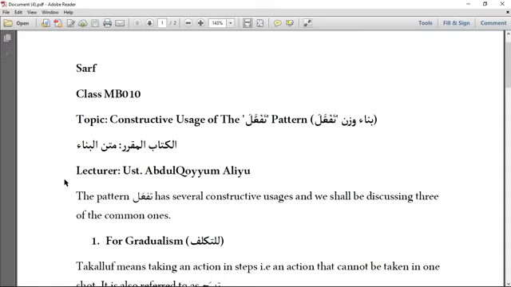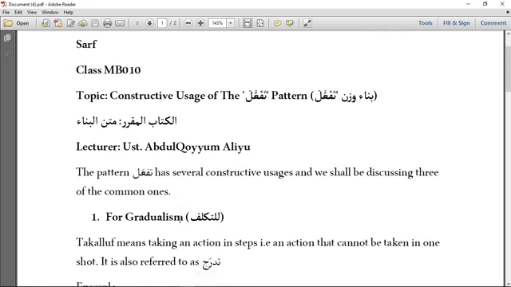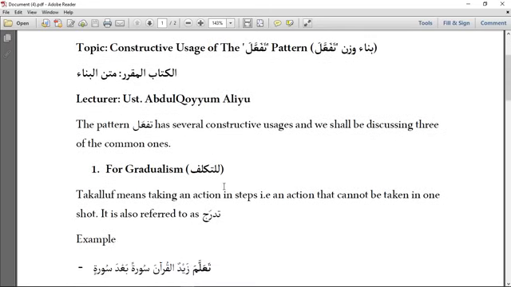So this part is for the Sarf class, the Matnul Bina class 10. And tonight, inshallah, we shall be looking at the constructive usage of the tafa'ala pattern. The tafa'ala is the 5-lettered verb that has shadda on the ain. So what do we use the tafa'ala pattern for? Just like the other patterns, tafa'ala also has several usages, but we are going to be looking at just 3 of the common ones. The first one here is litakalluf.